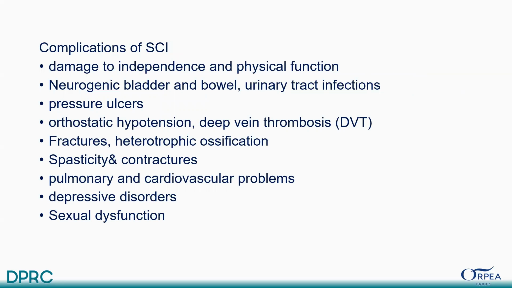Next, we are going to talk about complications of spinal cord injury. The main complications: damage to independence and physical function, neurogenic bladder and bowel, urinary tract infections, and pressure ulcers. Pressure ulcers are more common with high-level spinal cord injuries. Others include orthostatic hypotension, deep vein thrombosis, fractures, heterotopic ossification, spasticity and contractures, pulmonary and cardiovascular problems, depressive disorders, and sexual dysfunction.